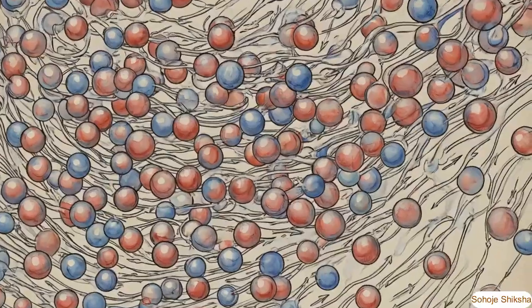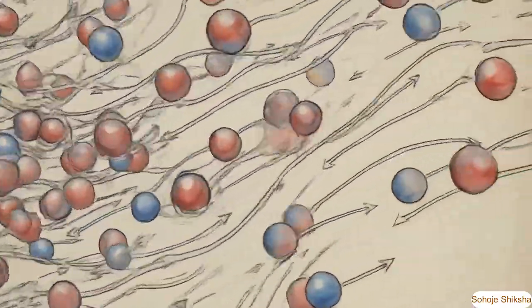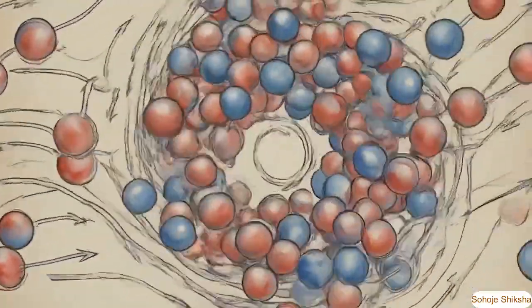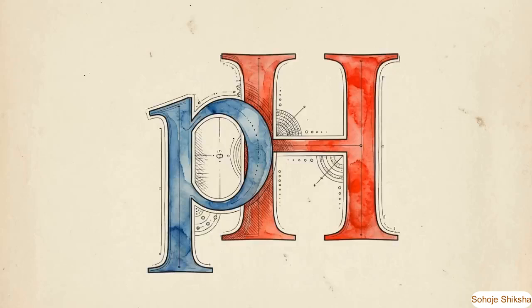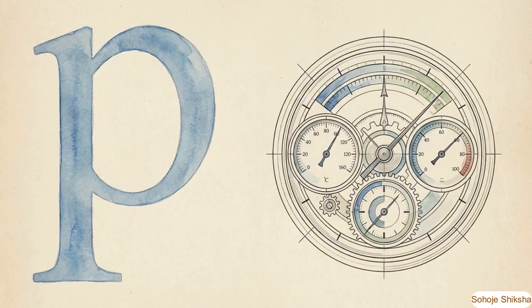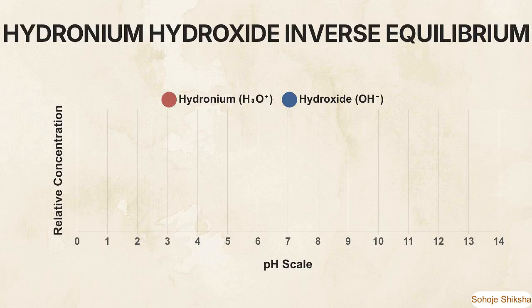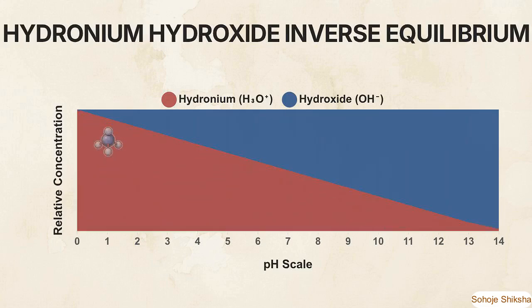To measure the precise reactivity of these solutions, chemists quantify the exact density of this ionic environment. This is the function of the pH scale. The P stands for potens, meaning power. It is a strict numerical measure of hydronium ion concentration. Looking at this dual wedge graph, we see a strict inverse equilibrium.